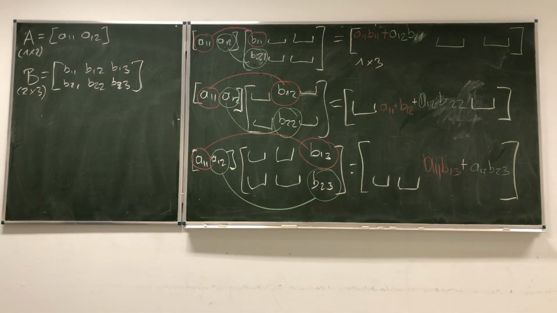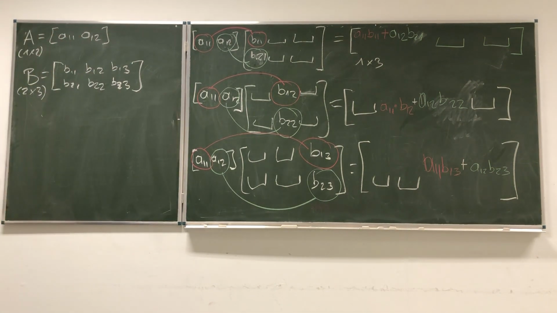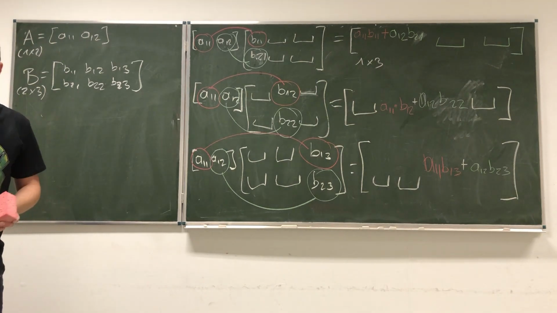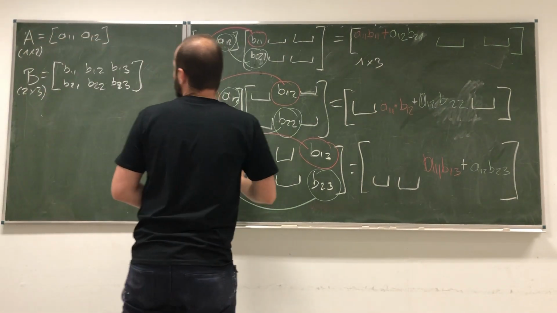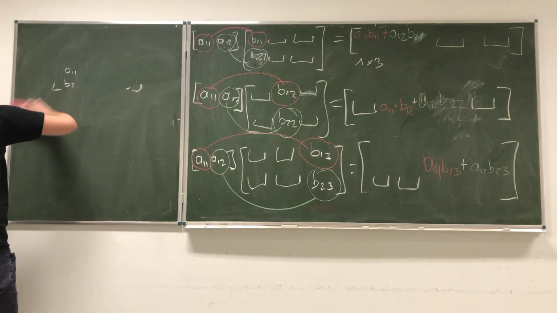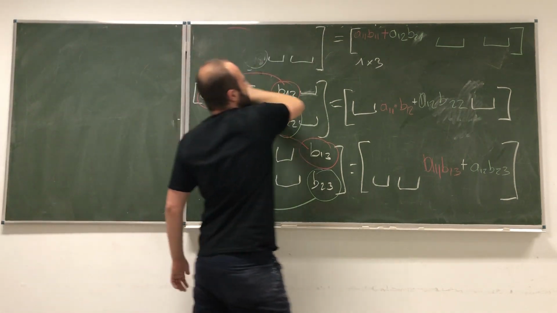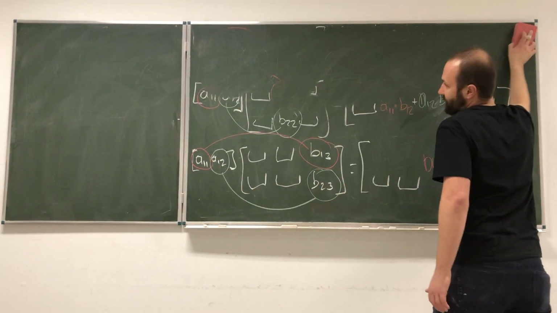Okay, let's try another example. So now we need to multiply, again, two matrices, matrix A and matrix B.